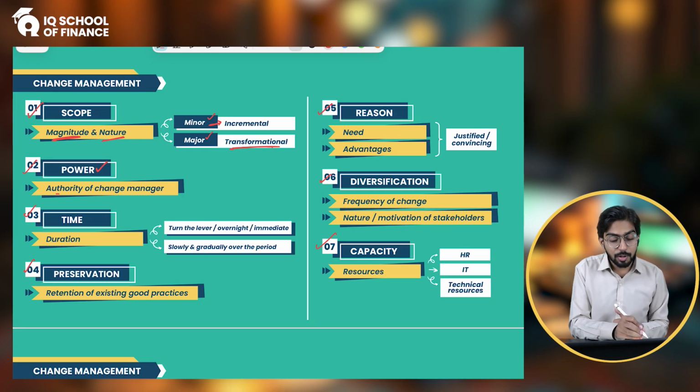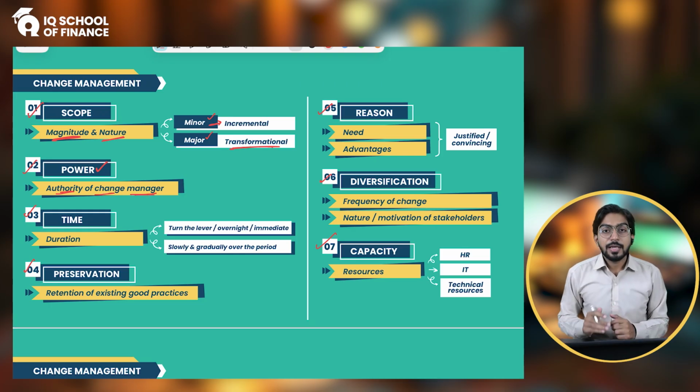The power means the authority of the change manager. Now you need to understand, as a change manager, how much authority do you have? Or maybe if the change manager is someone else, you need to understand that how much authority that person will have. Because if the person does not have the authority, that person will never be able to implement the changes. That person will never be able to successfully bring the change, because if that person doesn't have authority, no one will listen to him. He cannot punish anyone, he cannot reward anyone, he cannot impose anything on anyone. So he will never be able to implement the change successfully, right?